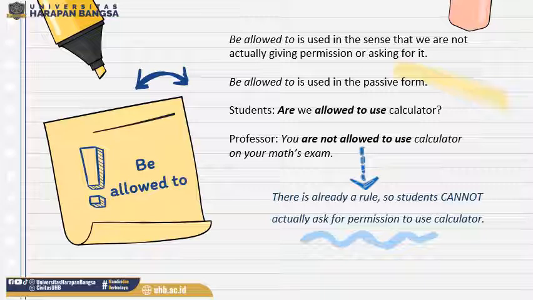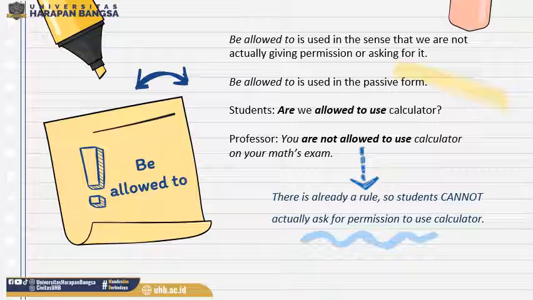Misalnya ya, kalau kita bilang, Sir, can I go to the toilet? Nah, si siswa ini benar-benar meminta izin. Dia mau pergi ke toilet. Jadi dia bilang, can I go to the toilet? Atau misalnya, can I have some water? Bolehkah saya meminta minum? Nah, si siswa ini benar-benar meminta minum. Dia benar-benar meminta. Ya, jadi ada bentuk fisiknya. Nah, tapi kalau be allowed to di sini, sebenarnya kita tidak benar-benar meminta. Ini seperti ketika kita hanya memastikan saja, ya.